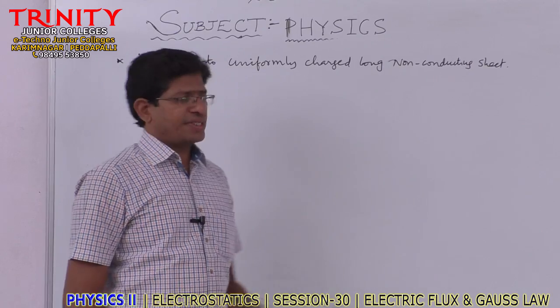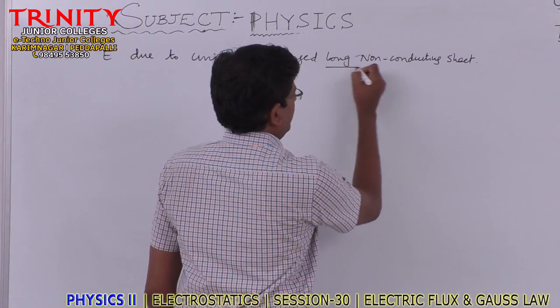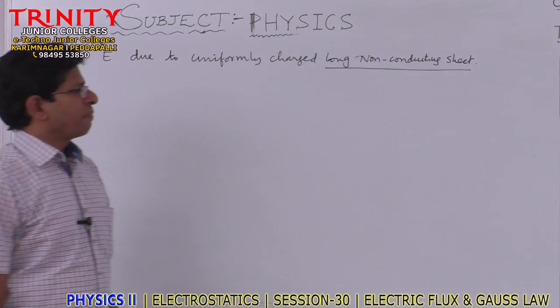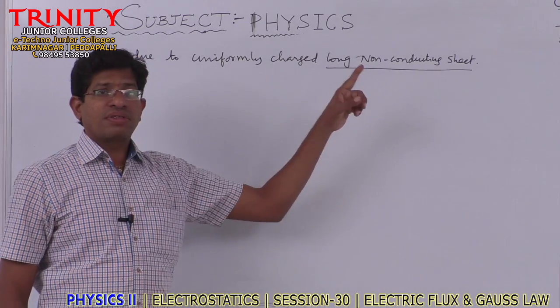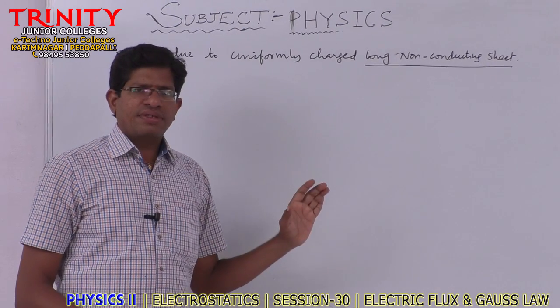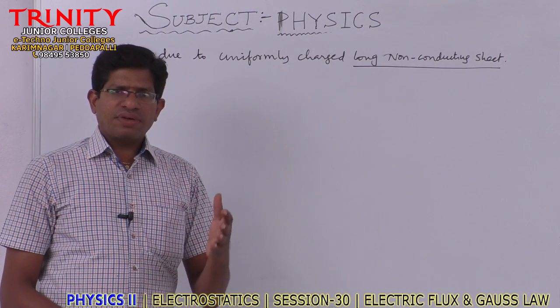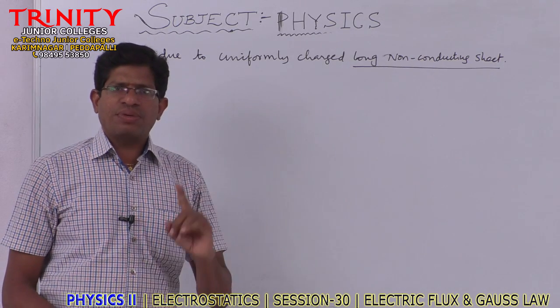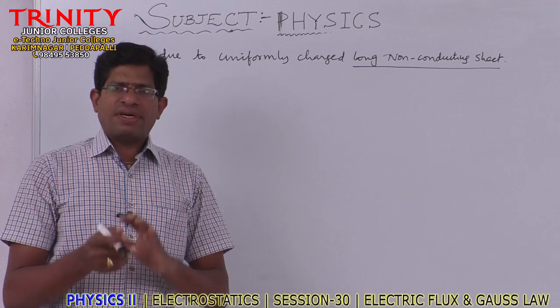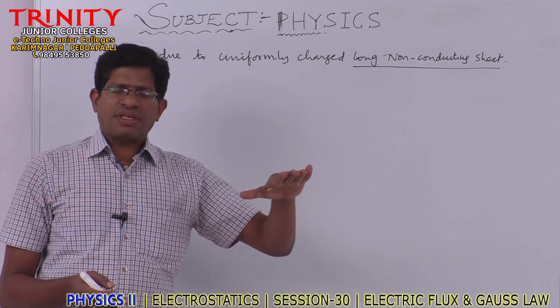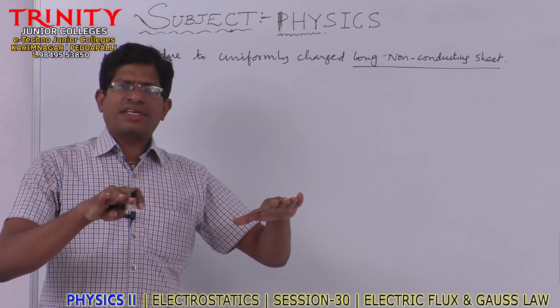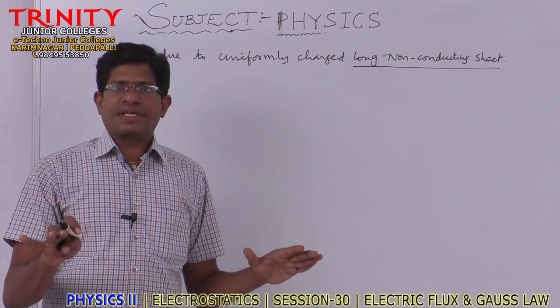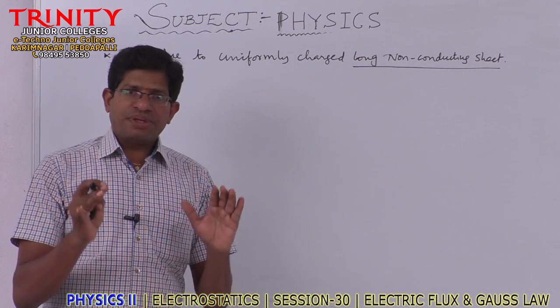Now let us see E due to a uniformly charged large non-conducting sheet. This is very important. The nature of the charged body is a uniformly charged long non-conducting sheet. Previously also we derived this based on basic electrostatics principles. Now we are going to derive the same thing by using Gauss law. My advice to you is, keep the derivation in front of you and then see this derivation and compare the end results. Then you will understand better.